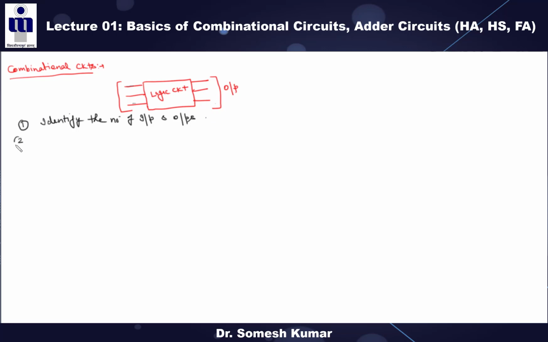In the second step, based on the number of inputs and outputs, you have to construct the truth table. If there is a truth table, then from our previous chapters, you can easily write the logical expression, in SOP form or POS form. Based on the truth table, you then write the logical expression.